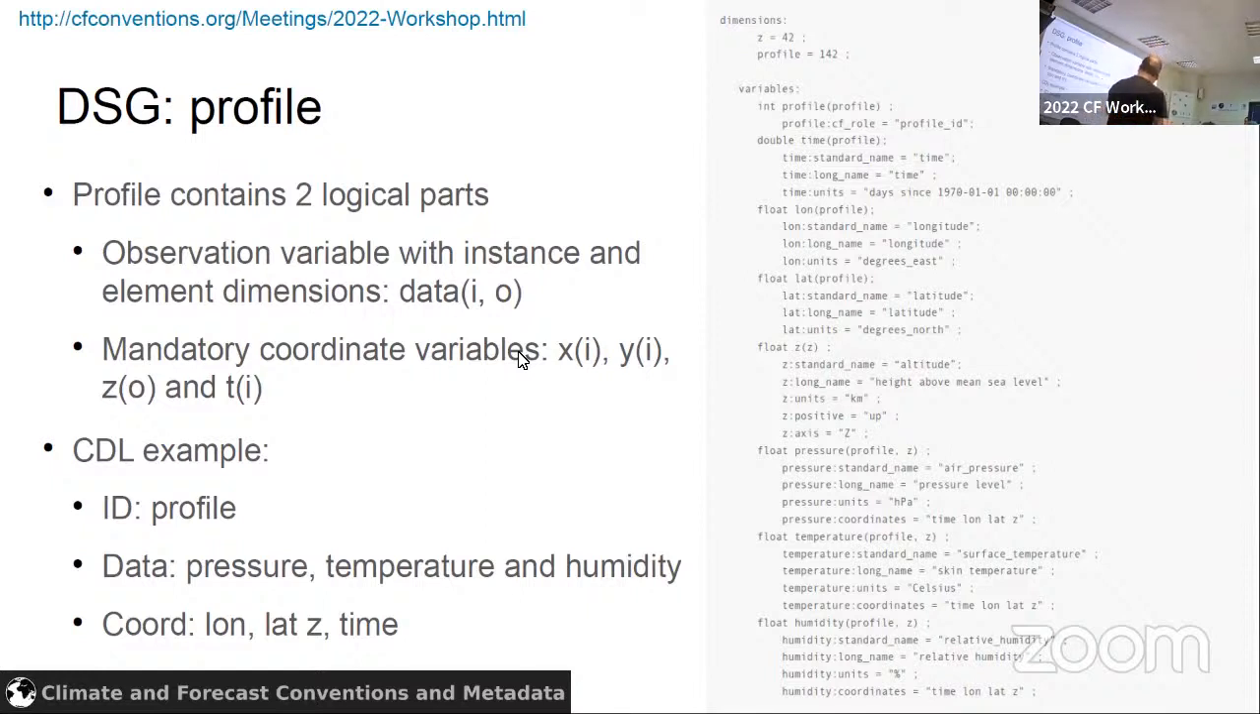On the right, you have one of the examples. The ID is given by the profile variable, which identifies the kind of user tag, the cf_role profile_id, and tells us that this file is providing a profile ID. The type of this dataset is profile, and there are three observations, like pressure, temperature, and humidity, in the two dimensions, profiles and zeta, the I dimension and the O dimension itself. Then we have the O dimension or the coordinate zeta, which is the depth.